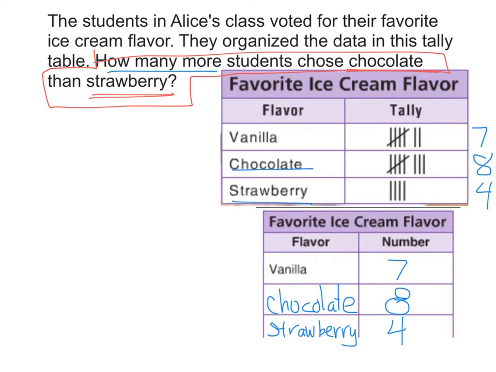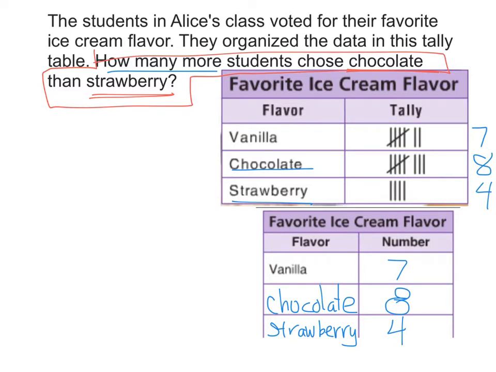Now let's look back at the question we have to answer. How many more students chose chocolate than strawberry? Now you know that's not a joining problem. That's actually a comparing or a comparison. We're comparing chocolate to strawberry, or rather, how many students chose chocolate than strawberry. So you know that we would have to subtract to find the difference. So how would these numbers help us find how many more students chose chocolate than strawberry? We would simply use the numbers to subtract.